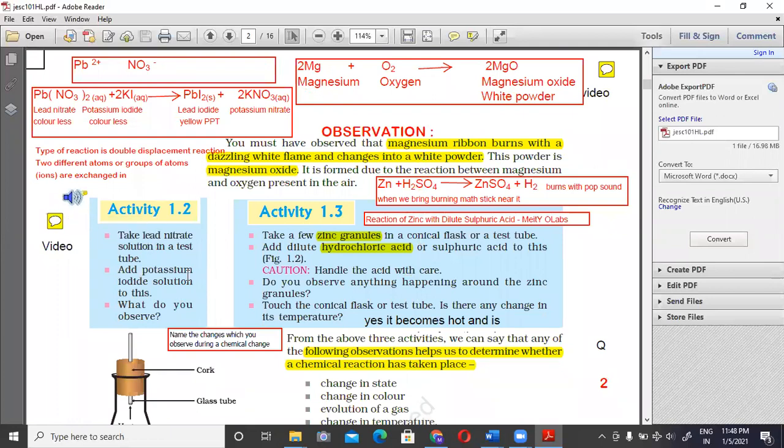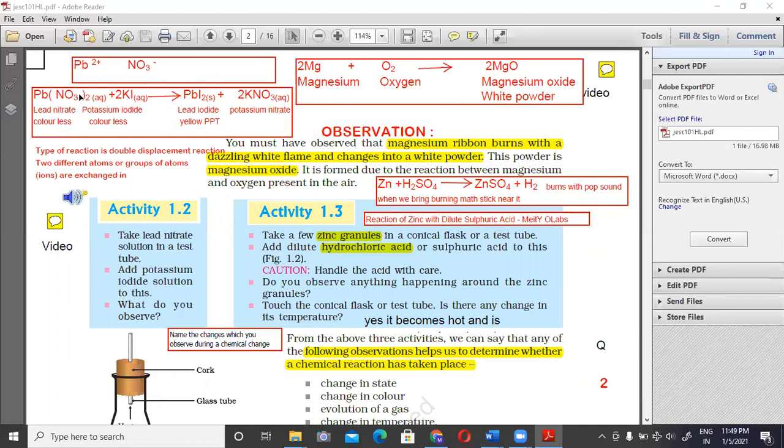Now we will study the second chemical reaction. This is an example of double displacement reaction, as in this reaction two different ions are exchanged. In this reaction we will take two test tubes. In one test tube we will prepare lead nitrate solution by dissolving a small amount of lead nitrate in a few ml of water. And in the second test tube we will prepare potassium iodide solution in the same way.